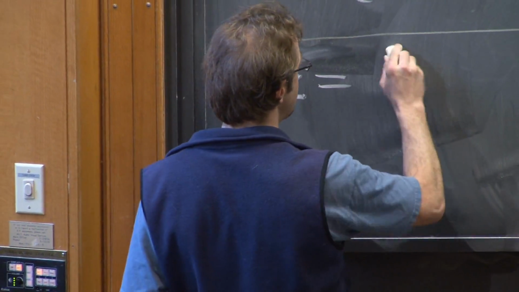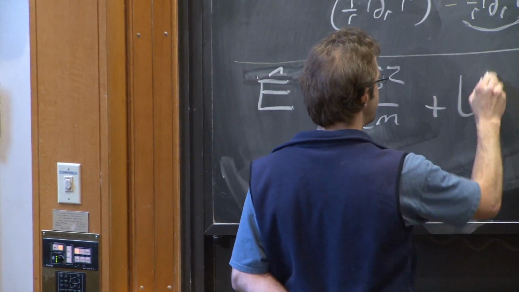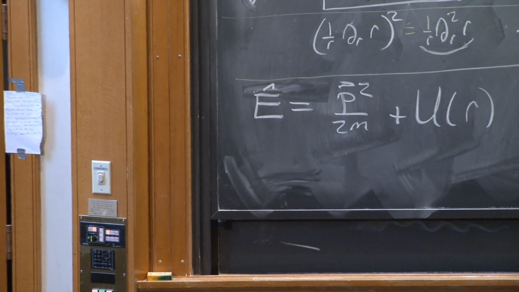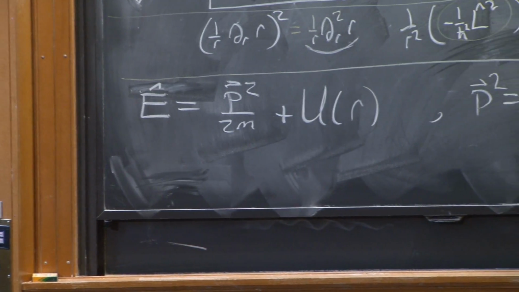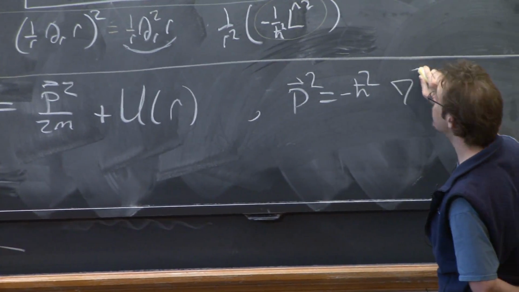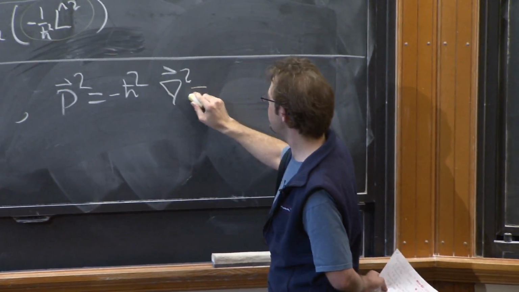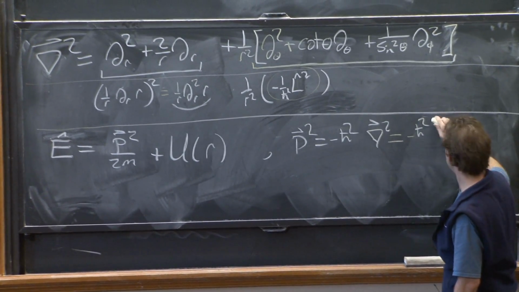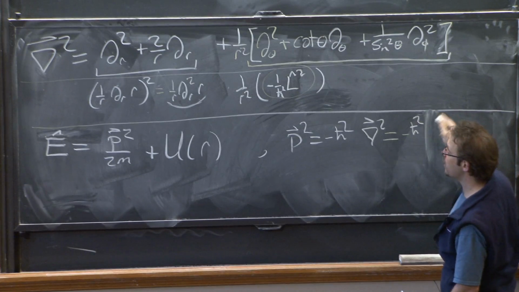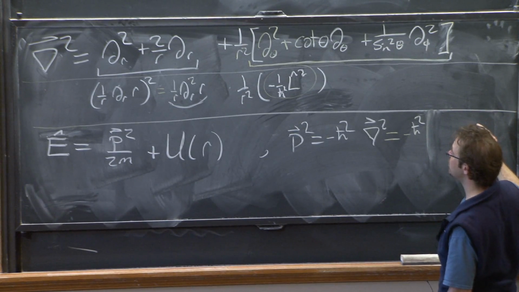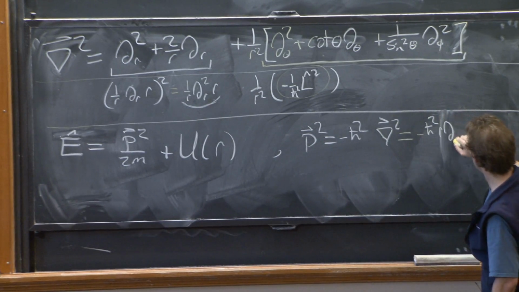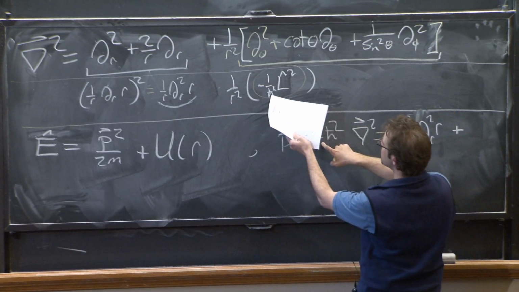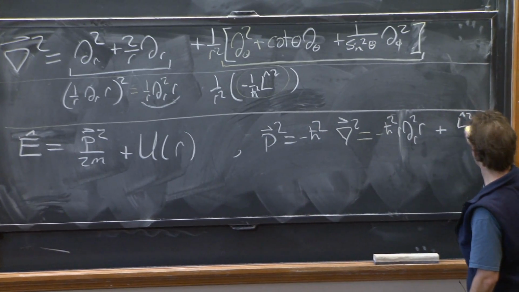So the energy for this is p squared upon 2m plus a potential which is a function only of the radial distance. But now p squared is equal to minus h bar squared times the gradient squared. But this is going to be equal to, from the first term, minus h bar squared, let me just write this out, minus h bar squared times 1 over r dr squared r. And then from this term, plus minus h bar squared times minus 1 over h bar squared L squared over r squared, plus L squared over r squared.